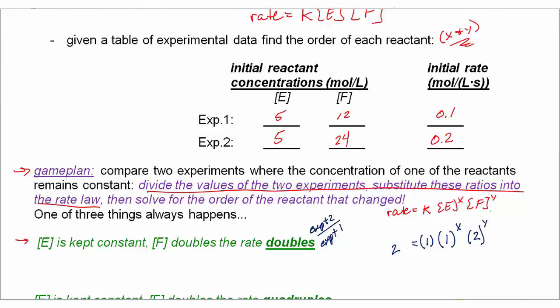So now we can figure out what one of these orders is. If you look at the math, you have 2 equals, well, 1 to the X is just 1, right? Because 1 to any power is just going to be 1. So that's all 1. You really just get 2 equals 2 to the Y. So that means Y has to be what? 1. So that's the first possibility of how this stuff is going to look.